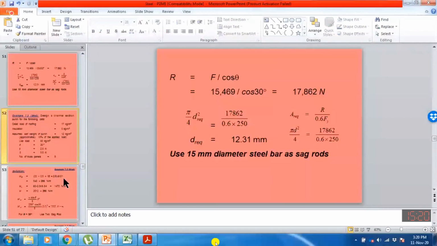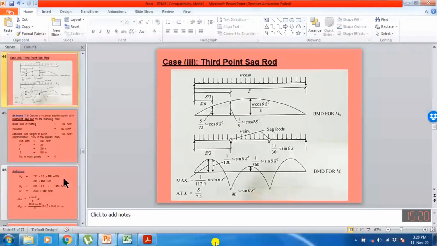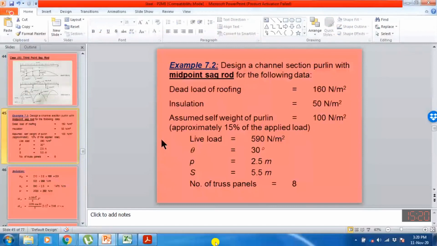So this is example number 2. This example is given in the book. The example is to design a channel section purlin with a midpoint sag rod. This is already directly given.